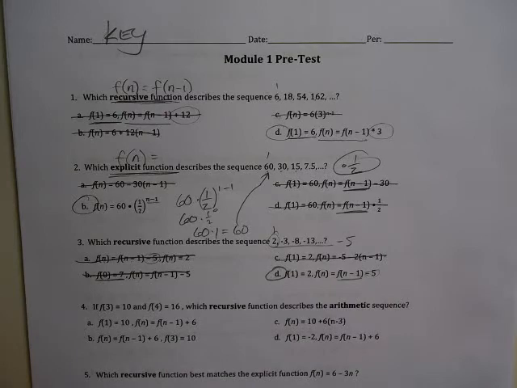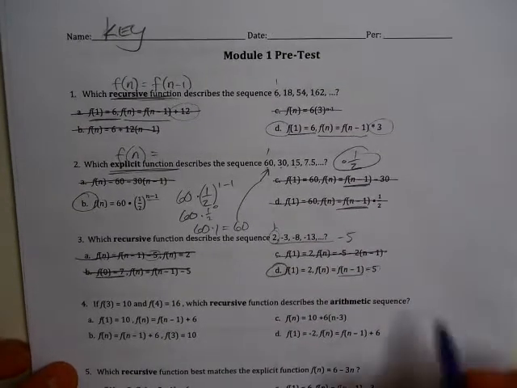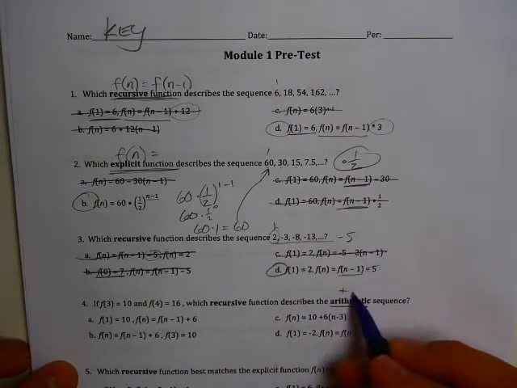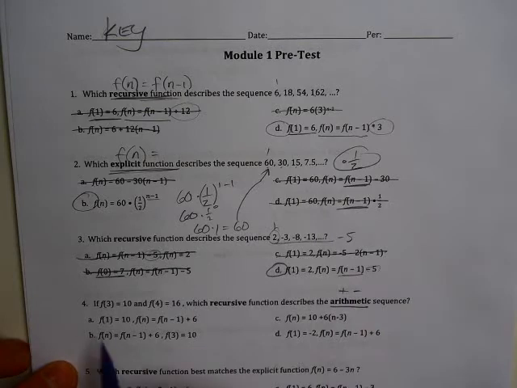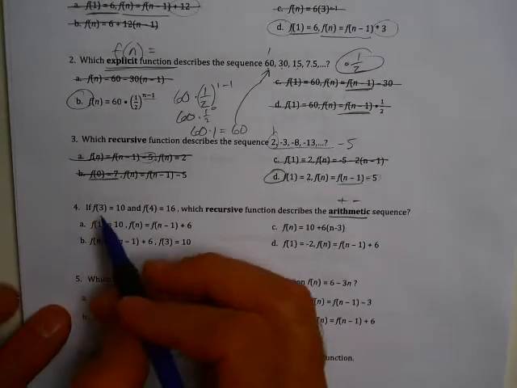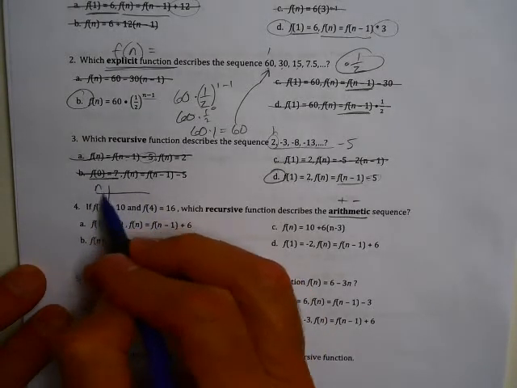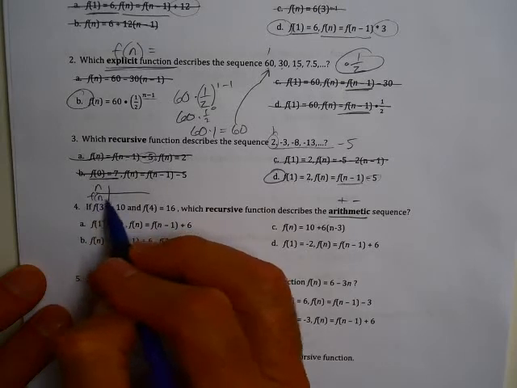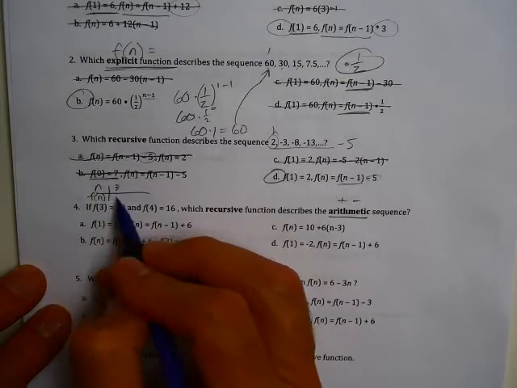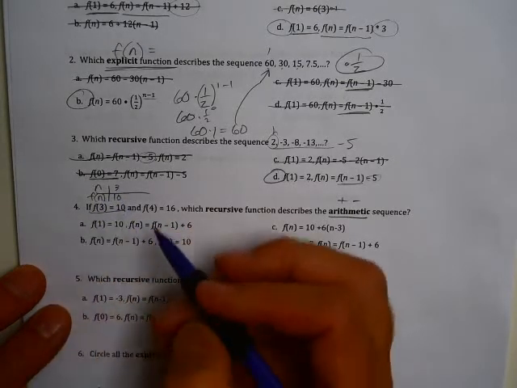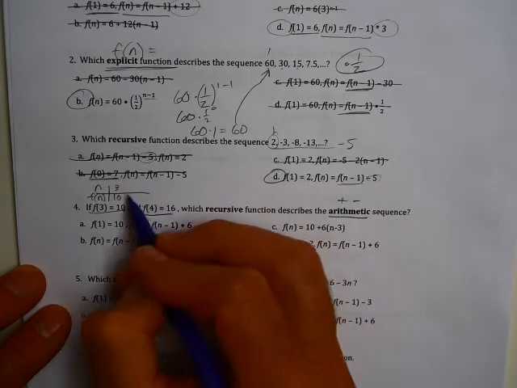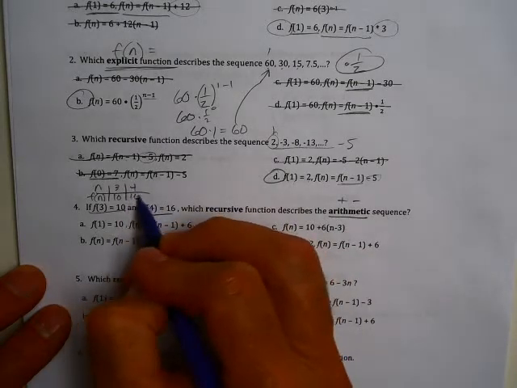Which recursive function describes the arithmetic sequence? Arithmetic indicating that it's adding or subtracting to get to the next number. So if I take this and I turn it into some sort of a table value, I can say n and f of n. When I have 3, I get 10. That's what this is saying. And for the fourth term, I get 16.